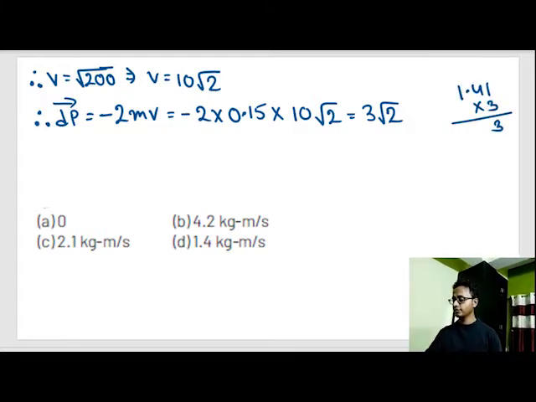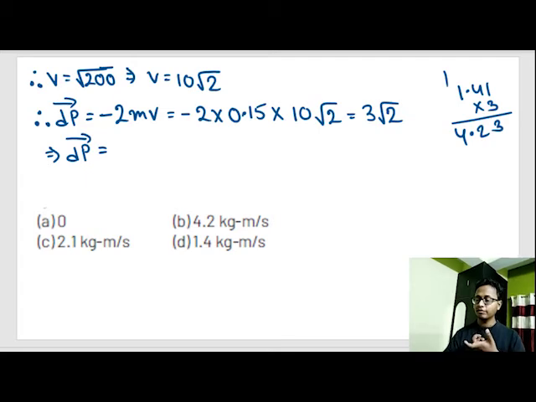3 ones are 3, 4 3s are 12, 1, 3 ones are 3, 4, and 4.23. So our change in momentum, or impulse applied by the ground in that short interval of time, is equal to 4.23. Okay, so our correct option is option number B.